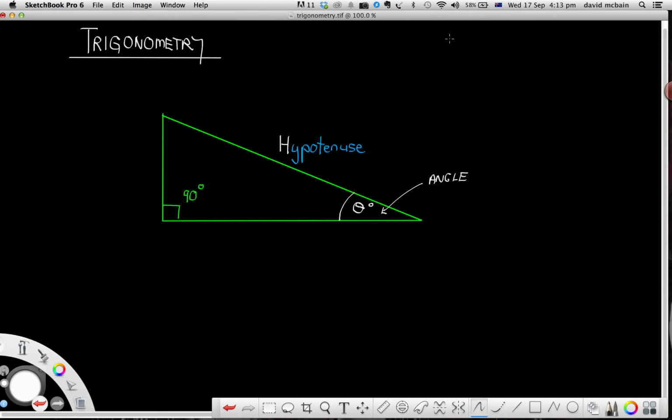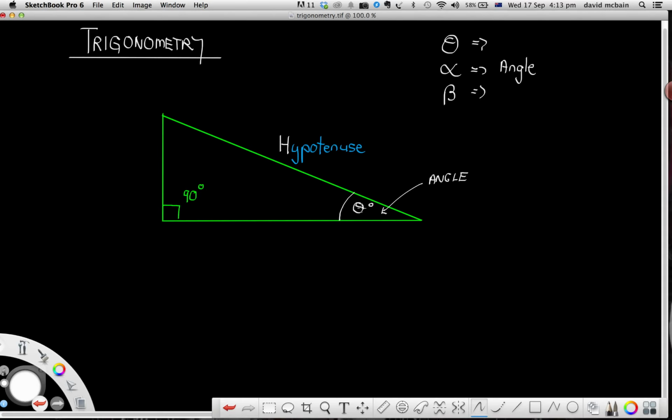And just to remind you that theta is often what we can use to describe an angle, or the Greek letter alpha, or sometimes the Greek letter beta. So all of these we can use to describe or label an angle. Sometimes we can actually just use normal capital letters as well, and we'll get to that in a moment. So, if this is the angle that we've been given in our triangle over here, then we need to be able to use this angle to label the other remaining sides.